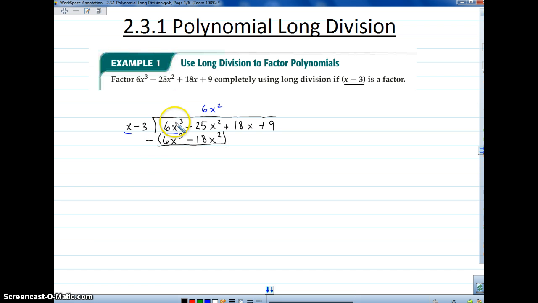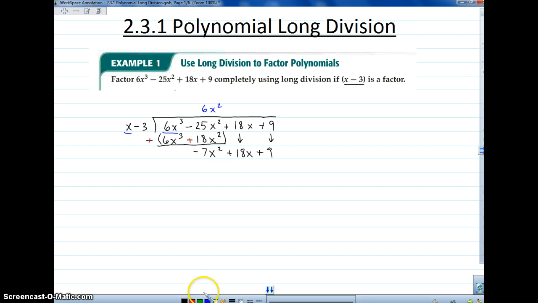So if you did it correctly, these first terms should always cancel out. The reason being we actually physically divided the 6x cubed by x to get this term. Now the negative 25x squared minus negative 18x squared, remember subtracting a negative is like adding a positive. So it's like we're adding 18x squared there, gives us negative 7x squareds. Okay, so we still have negative 7x squareds left to divide out. We're going to also have our 18x and our 9 that we want to divide out eventually as well. So the subtraction portion really just shows us how much is left for us to divide.